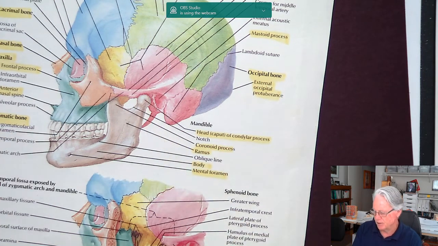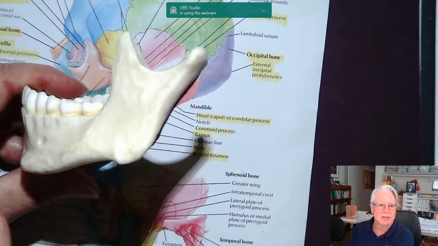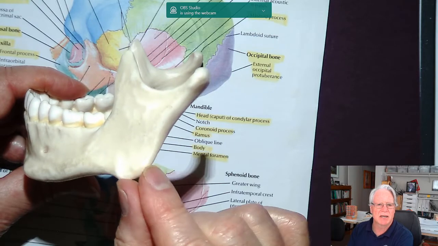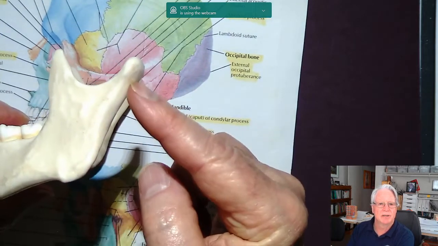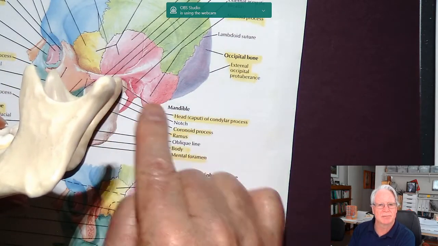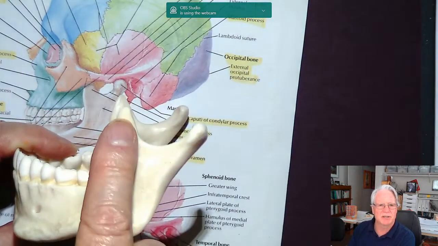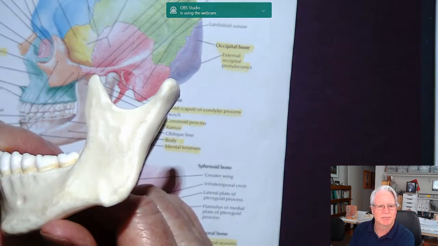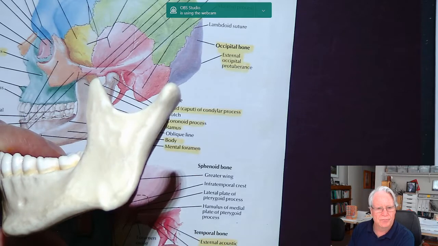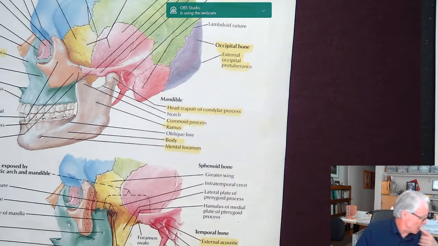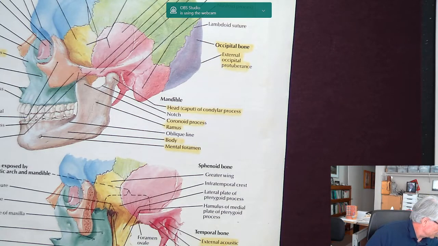So if we take this and look at it now, so body, ramus, angle, condylar process, okay, and then coronoid process, which is this right here. It looks like a shark's fin. And I believe I did include a picture of that. Let's find it.